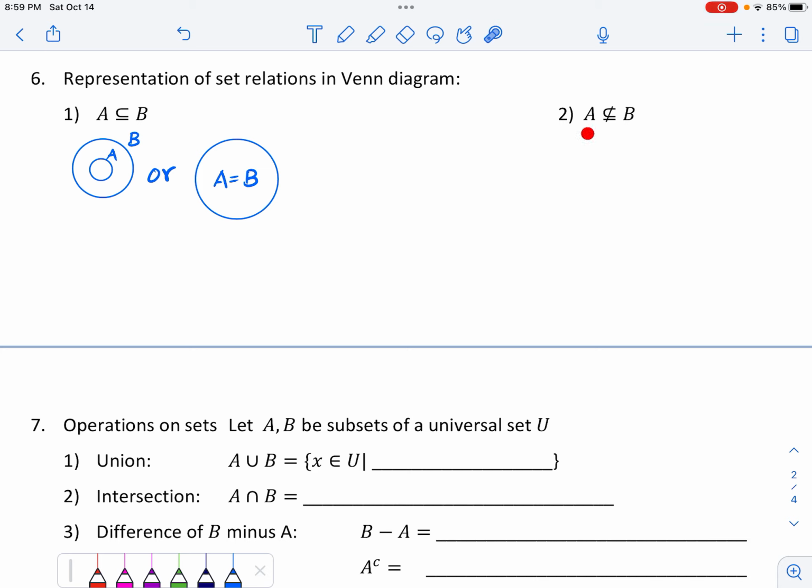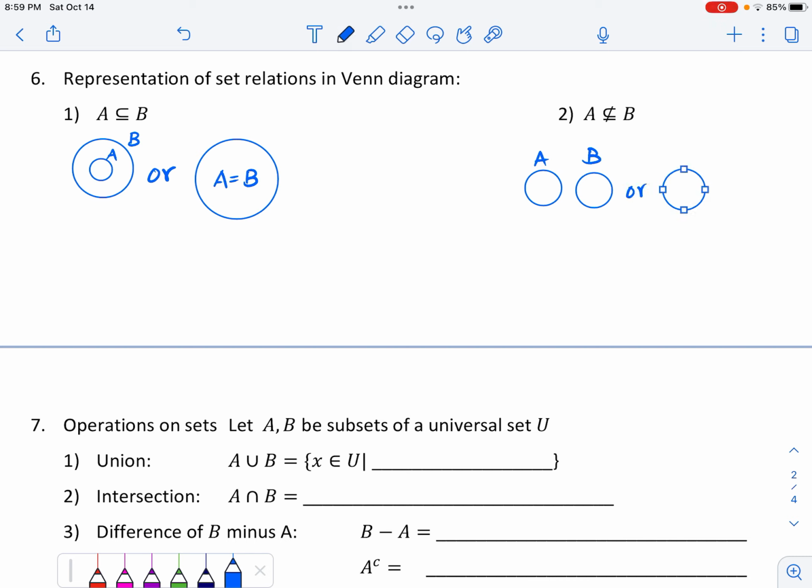Now if you look at A is not a subset of B, what are the possibilities? This can be the first one. This is A, this is B. You can see that one has nothing to do with the other. So A is not a subset of B. Or you can have this one.